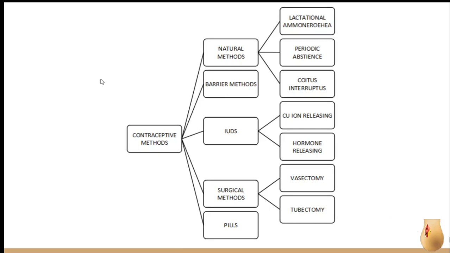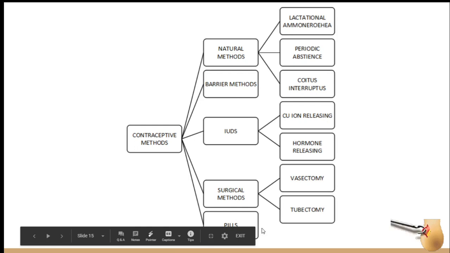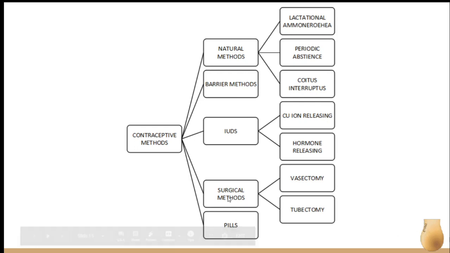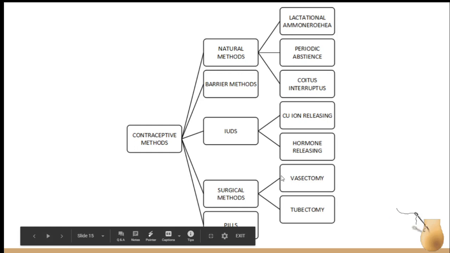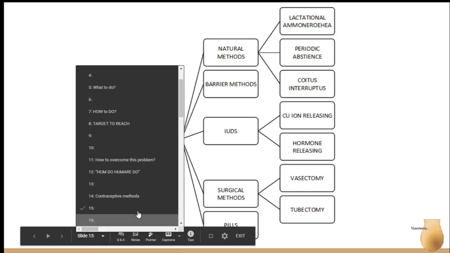So far, we completed natural methods, barrier methods, IUDs, and pills. Today, we'll complete the rest of the topic of contraceptive methods, that is the surgical method. And you can see surgical methods are of two types. One is called vasectomy, the other one is tubectomy. Now, I'll just jump into that slide and we'll complete the surgical method.